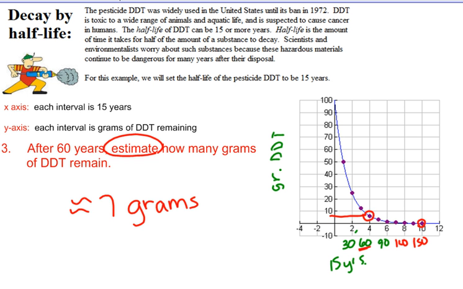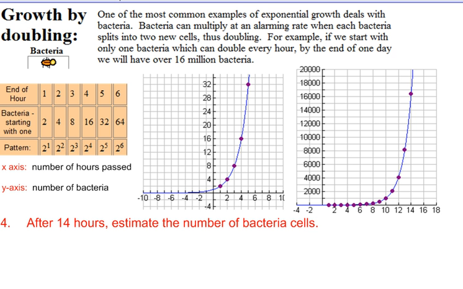So if you ever were to study this in science, or if you were going to be an environmentalist, this would be something that you would look at, and you actually do quite a bit with exponential growth and decay problems. So that was reading the graph. The second one we're going to do is growth by doubling. This one's kind of creepy, I think, actually, when we look at it.